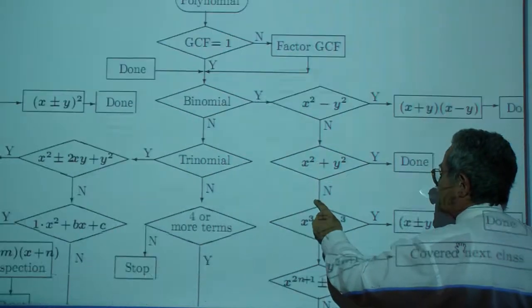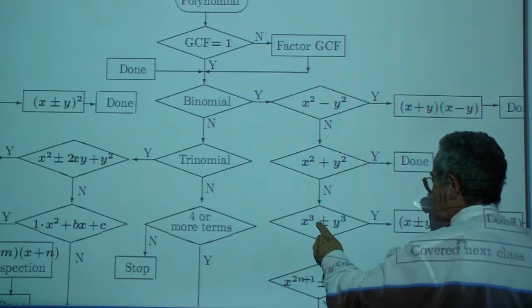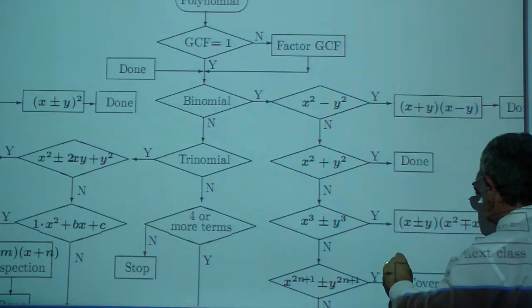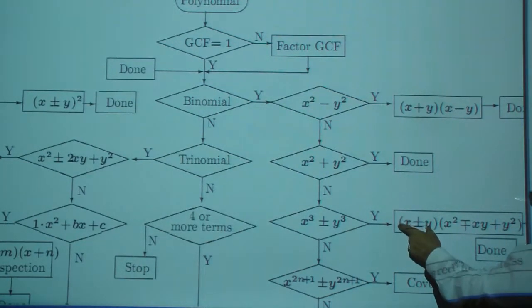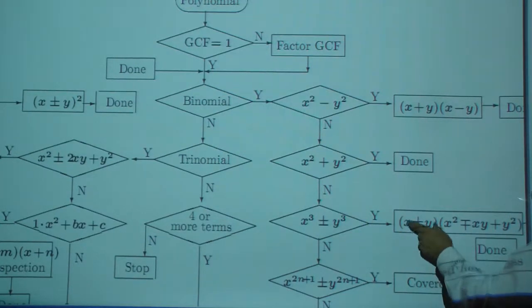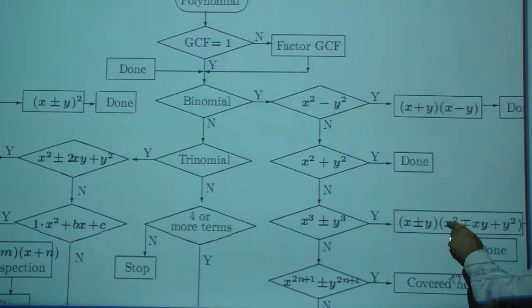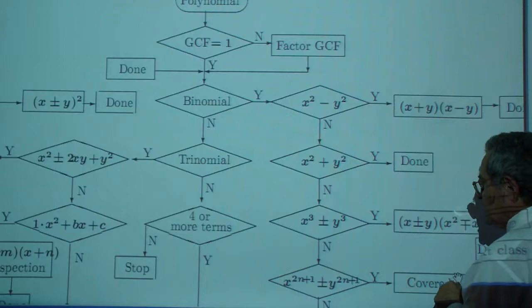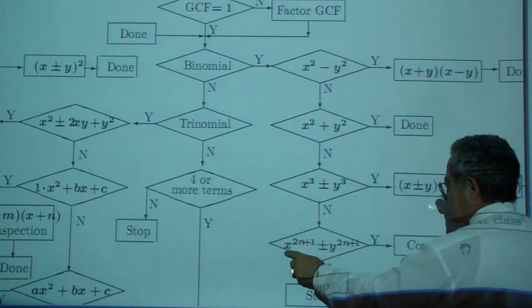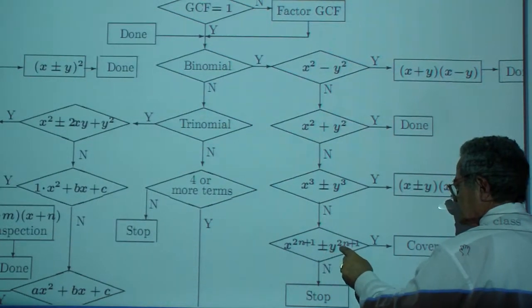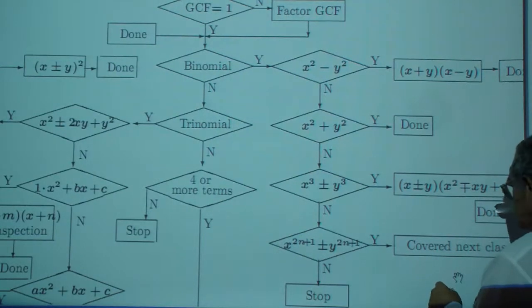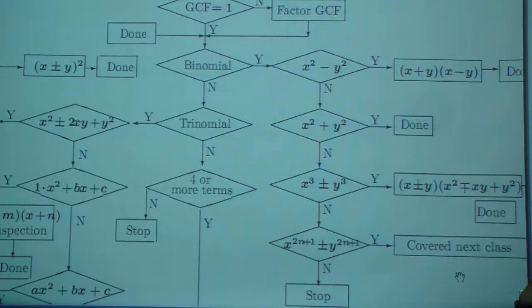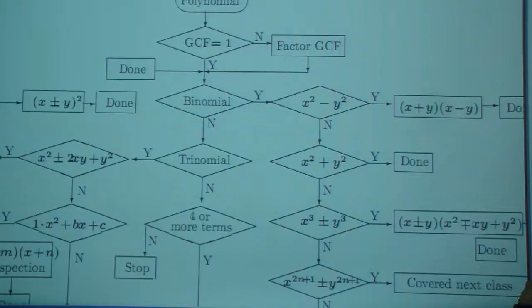If it's not a sum or difference of squares, is it a sum or difference of cubes? If yes, if you have x plus or minus y cubed, you can factor it as x plus or minus y, times x squared minus or plus xy plus y squared, and you're done with that one. In general, if it is x to an odd power plus or minus y to the same odd power, you do it in the next class. We are not going to do it here.